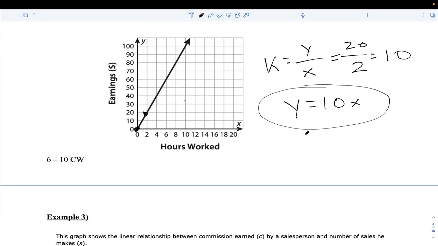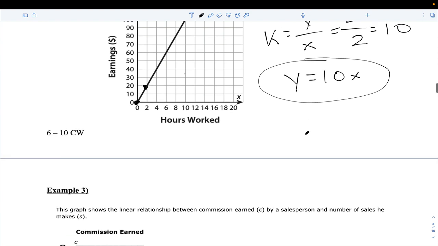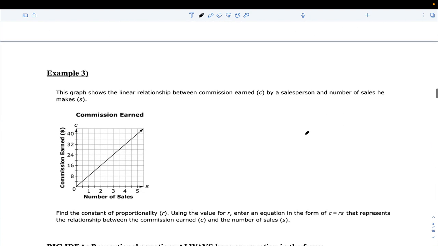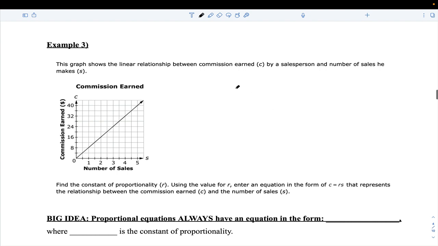Mara? Question? Okay. Colton, question? No. Okay. Last example. This time we're going to dive slightly more into the reasoning behind what it's telling us in the graph. Can you read this for me, Sierra? The graph shows a linear relationship between commission earned by a salesperson and number of sales made.